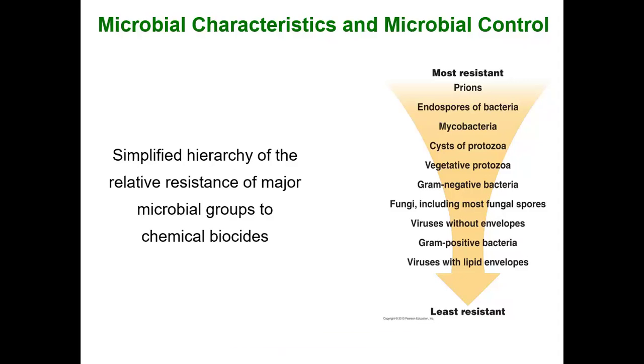The cystic protozoa, vegetative protozoa, the next most resistant. Gram-negative bacteria, the next most resistant. The gram-negative bacteria are more resistant than the gram-positive because they have an outer membrane around their cell wall that prevents some agents from getting inside the bacteria cell.